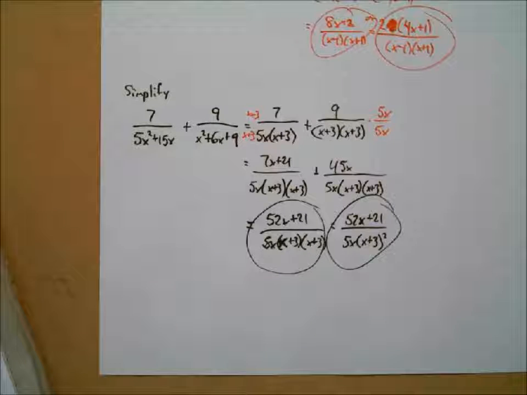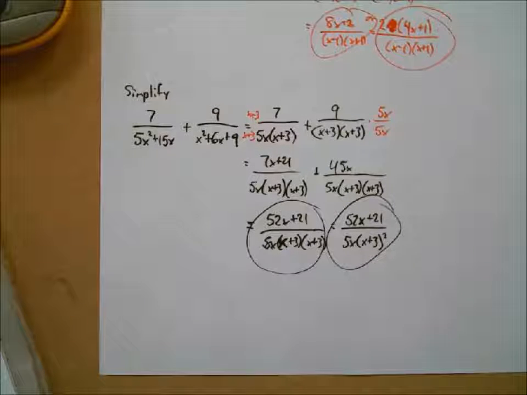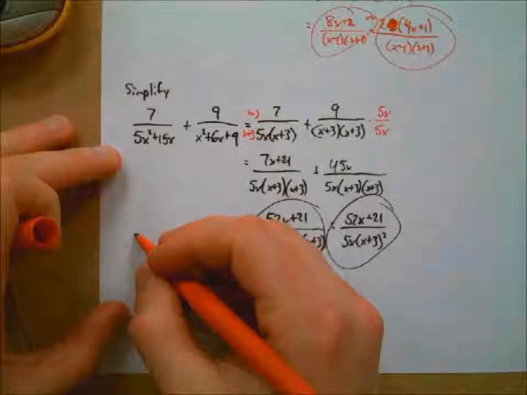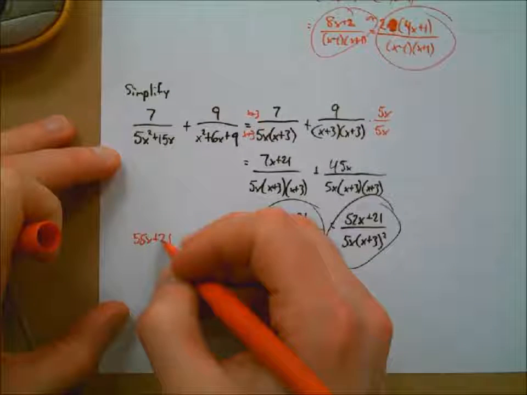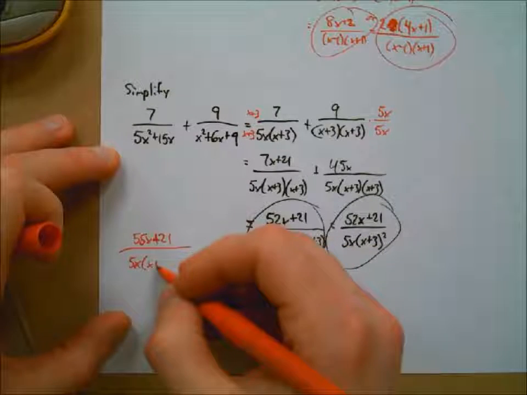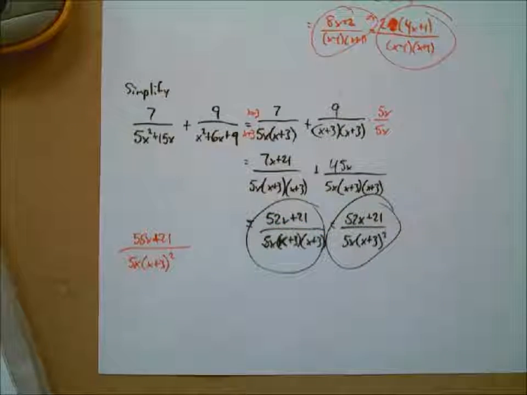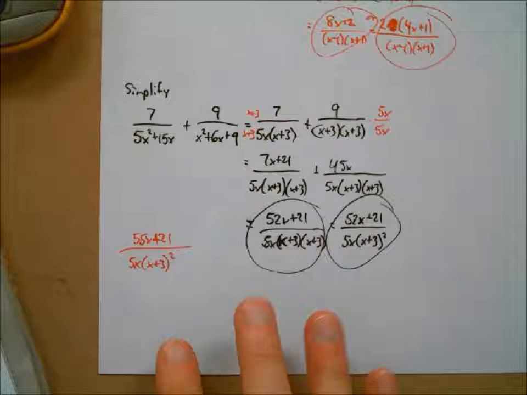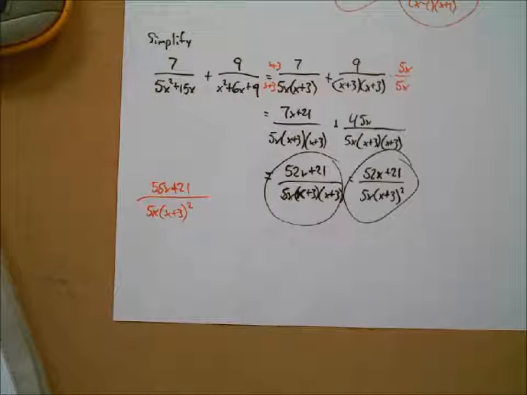Yes, Jess. If the number was like 55 on top, could you simplify with the 5x on the bottom? Good question. The question is, if we had, hypothetically, something like this, can we simplify the 55 and the 5?